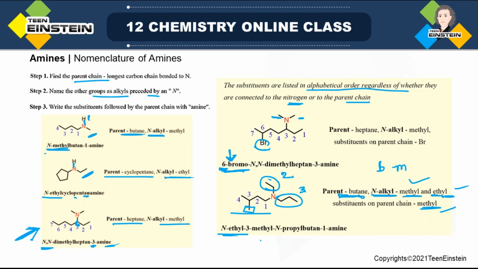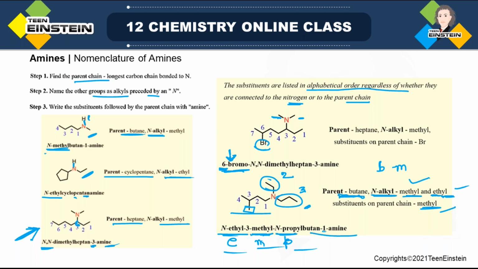So N-ethyl we write first, then N3-methyl, which is for that methyl present in the longest 4 carbon chain. Then again you have to write N-propyl, which is for this one. So E first, M second, P third. These are the letters for the 3 substituents, and then butan-1-amine. Even if you do not write 1, you will end up with the same structure.